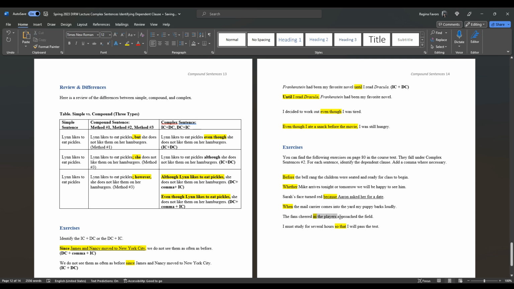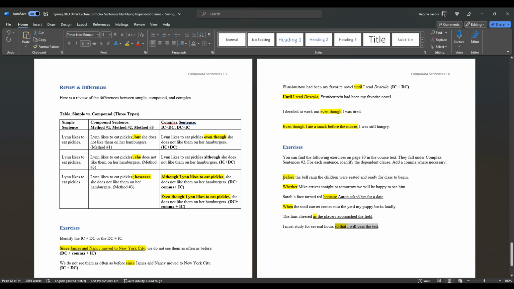It comes in the middle of a sentence: "as the players approach the field." That is your dependent clause, everything after the dependent word. It gets tricky because if the sentences are long, it can get confusing. "So that I will pass the test" is the dependent clause. We do not need a comma when the dependent word is within the sentence. However, if it's at the beginning of the sentence, then we need a comma after the full dependent clause, followed by a full independent clause.